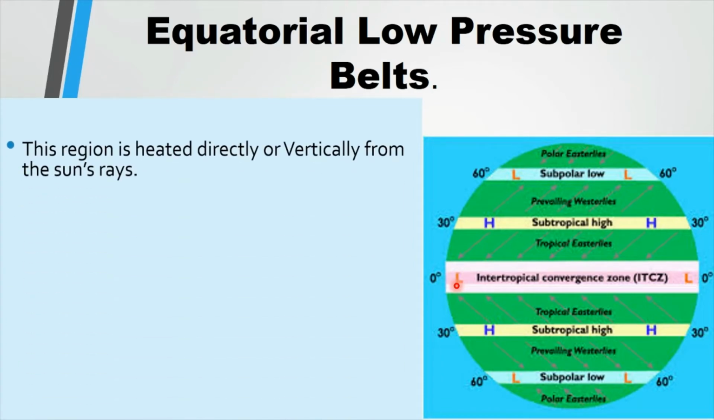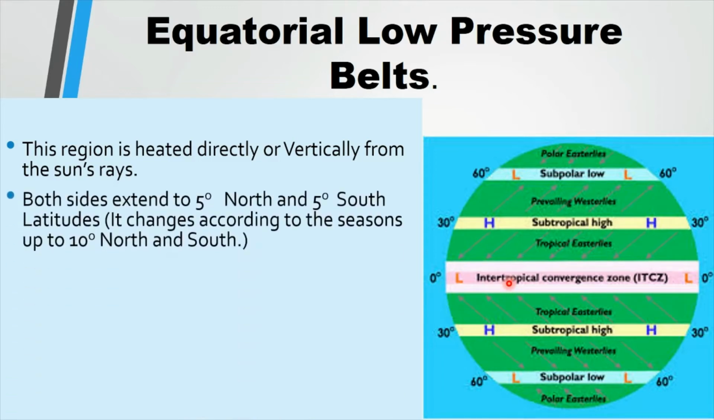So what are the characteristics of the equatorial low pressure belt? The region is heated directly or vertically from the sun's rays. In this area, you know that sun rays are directly coming, and the atmosphere gets heated and goes upward. That is why low pressure occurs here.